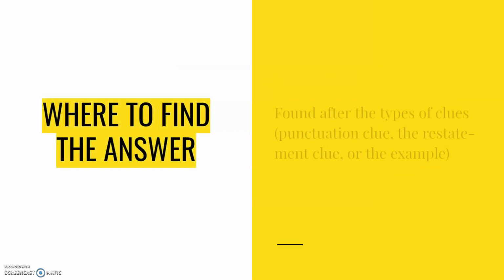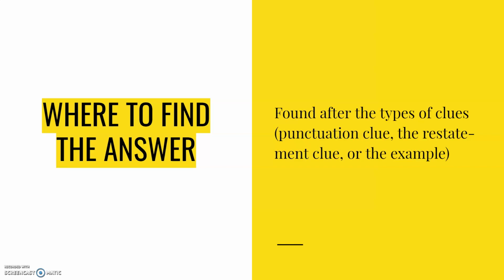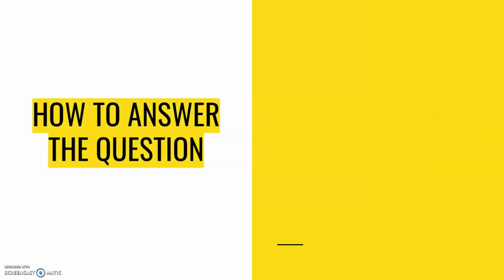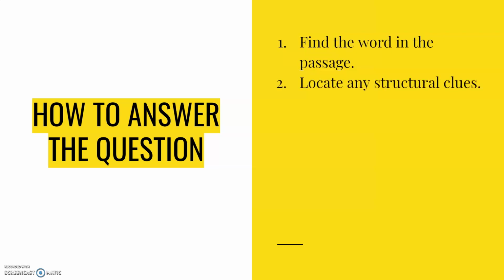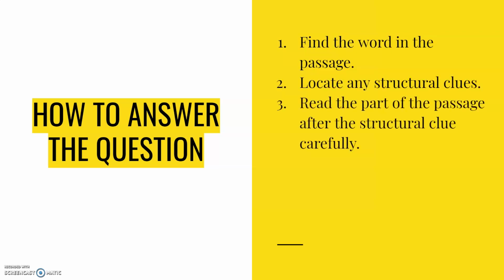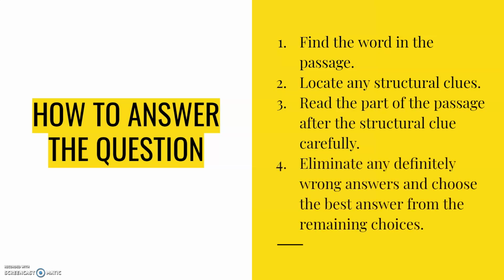And where to find the answer? The answer is found after the types of clues such as punctuation clue, the restatement clue, or the example clues. How to answer the question? First, find the word in the passage. Locate any structural clues. Read the part of the passage after the structural clue carefully, and eliminate any definitely wrong answers and choose the best answer from the remaining choices.